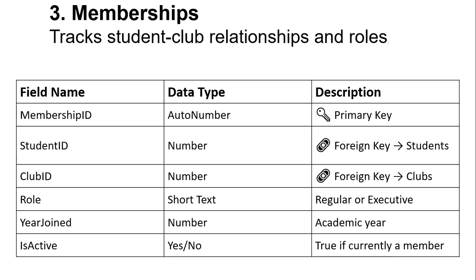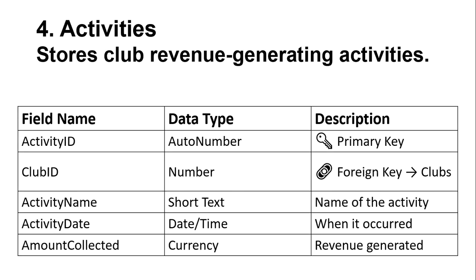Student ID is our foreign key. It is the primary key in the students table. Club ID is a foreign key. It's the primary key in the clubs table. We have the role. Here you can use the lookup wizard, which is short text. Then joined, and whether the member is active or not.